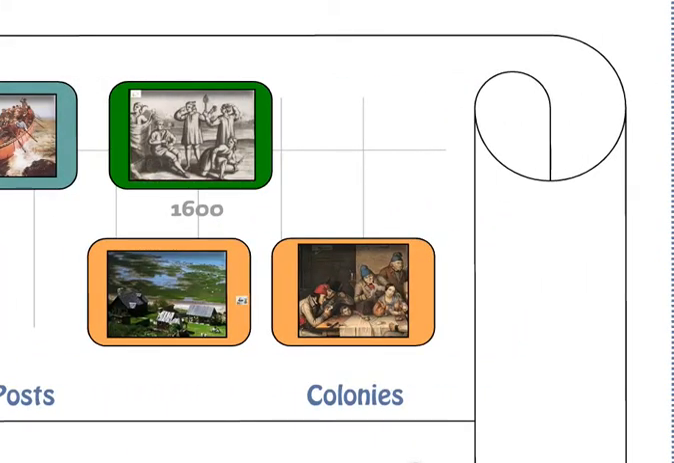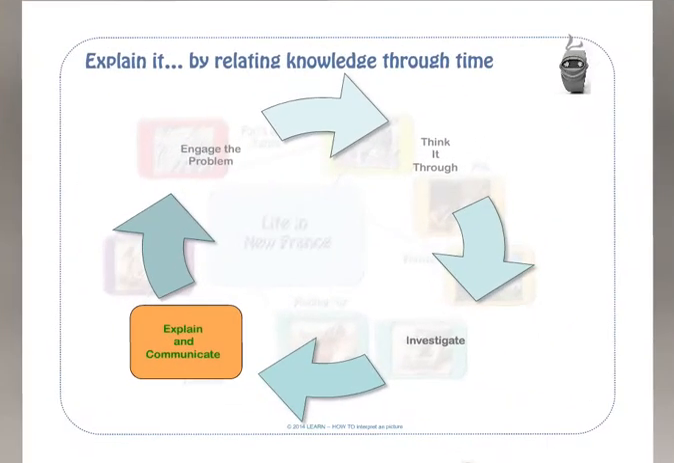Over a period of time, colonies developed, colonies that didn't exist previously. But, as the image on the top shows, trade continued between natives and Europeans. What you're doing essentially is explaining that knowledge. By placing it on a timeline, you're relating knowledge through time. You're communicating it with others.